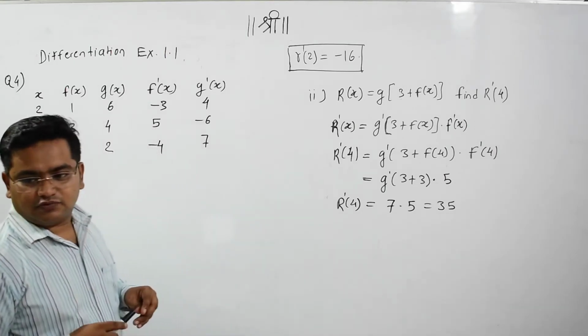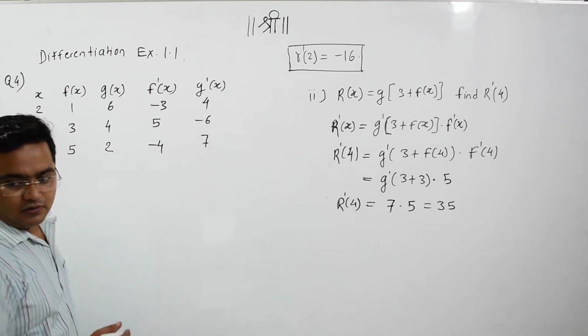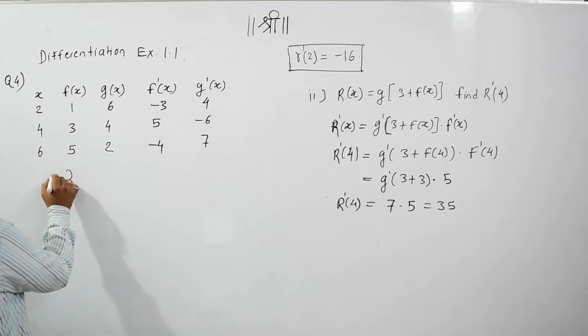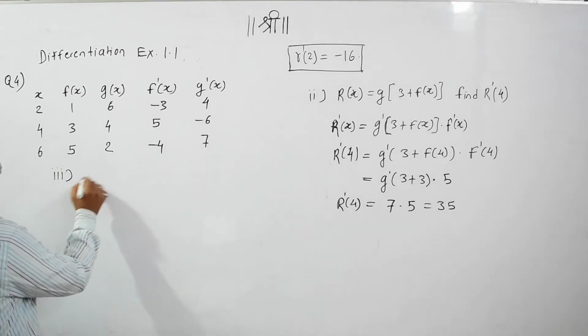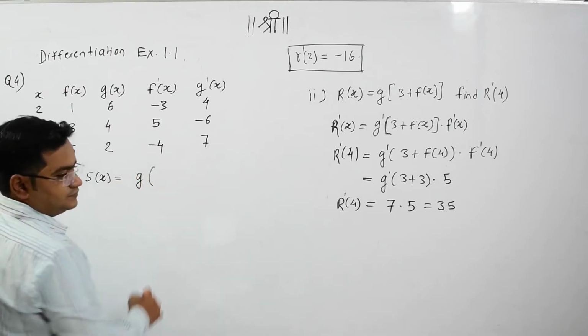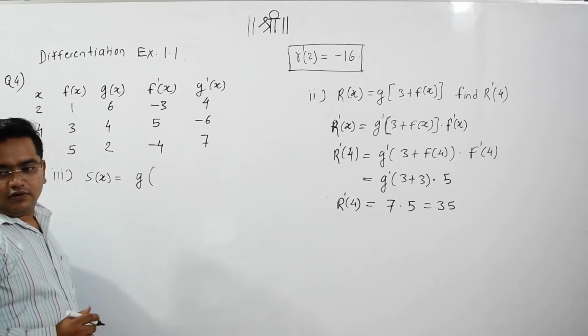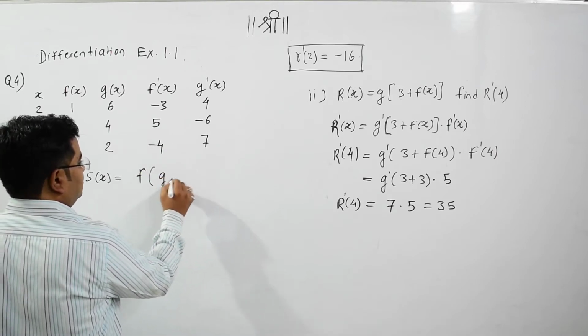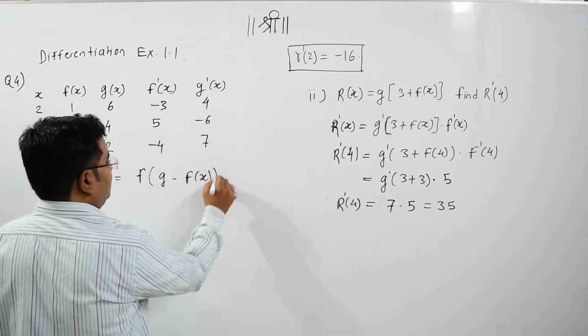Now the next pattern is what? The question number 3rd. Okay, so let's solve the question number 3rd. Question number 3rd is again easy. I was about to leave that question. So h of x is equal to f of, sorry, not f of. This is what? f of 9 minus f of x.